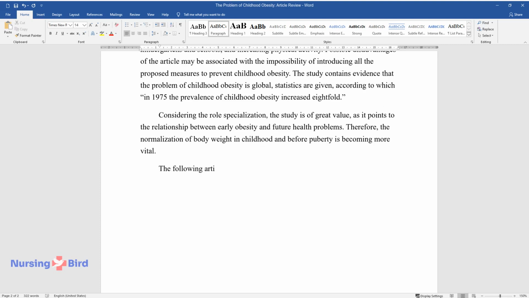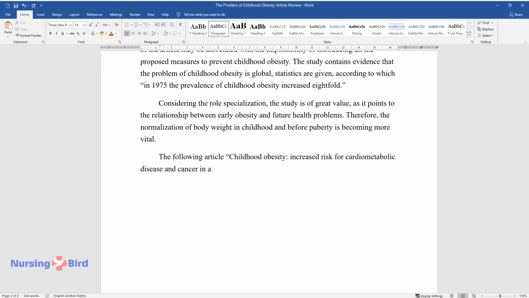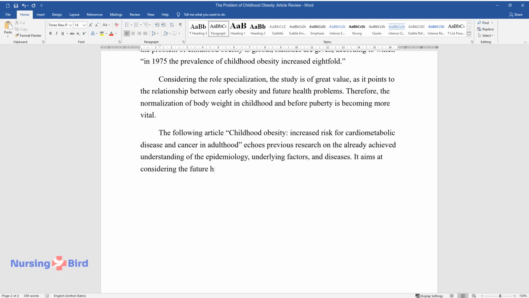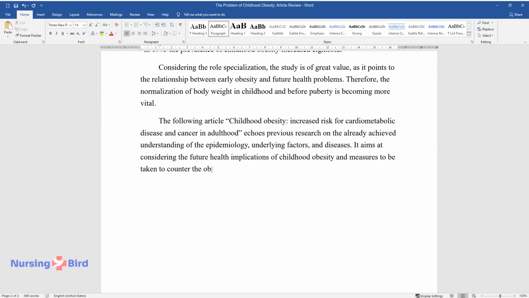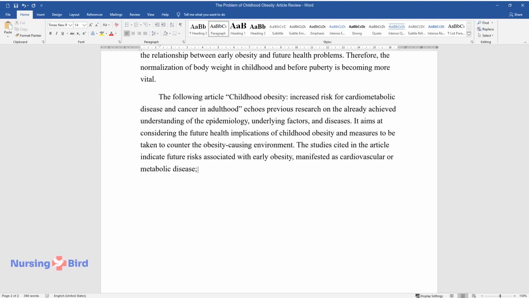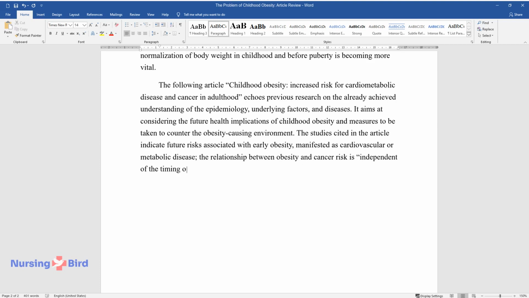The following article, Childhood Obesity, Increased Risk for Cardiometabolic Disease and Cancer in Adulthood, echoes previous research on the already achieved understanding of the epidemiology, underlying factors, and diseases. It aims at considering the future health implications of childhood obesity and measures to be taken to counter the obesity-causing environment. The studies cited in the article indicate future risks associated with early obesity, manifested as cardiovascular or metabolic disease. The relationship between obesity and cancer risk is independent of the timing of obesity.